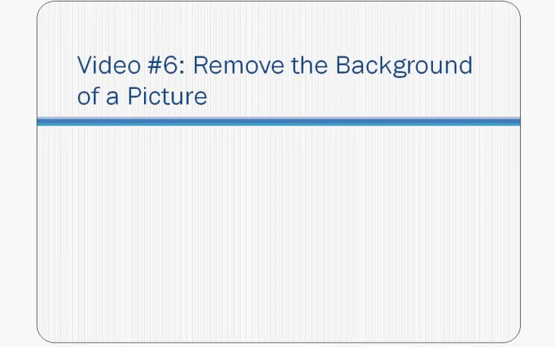We're going to talk about how to remove the background of a picture. So let's say, for example, that you have an object from a picture and you want to remove that object and add it to a different picture. Well, we're going to show you how to do that quickly and easily.